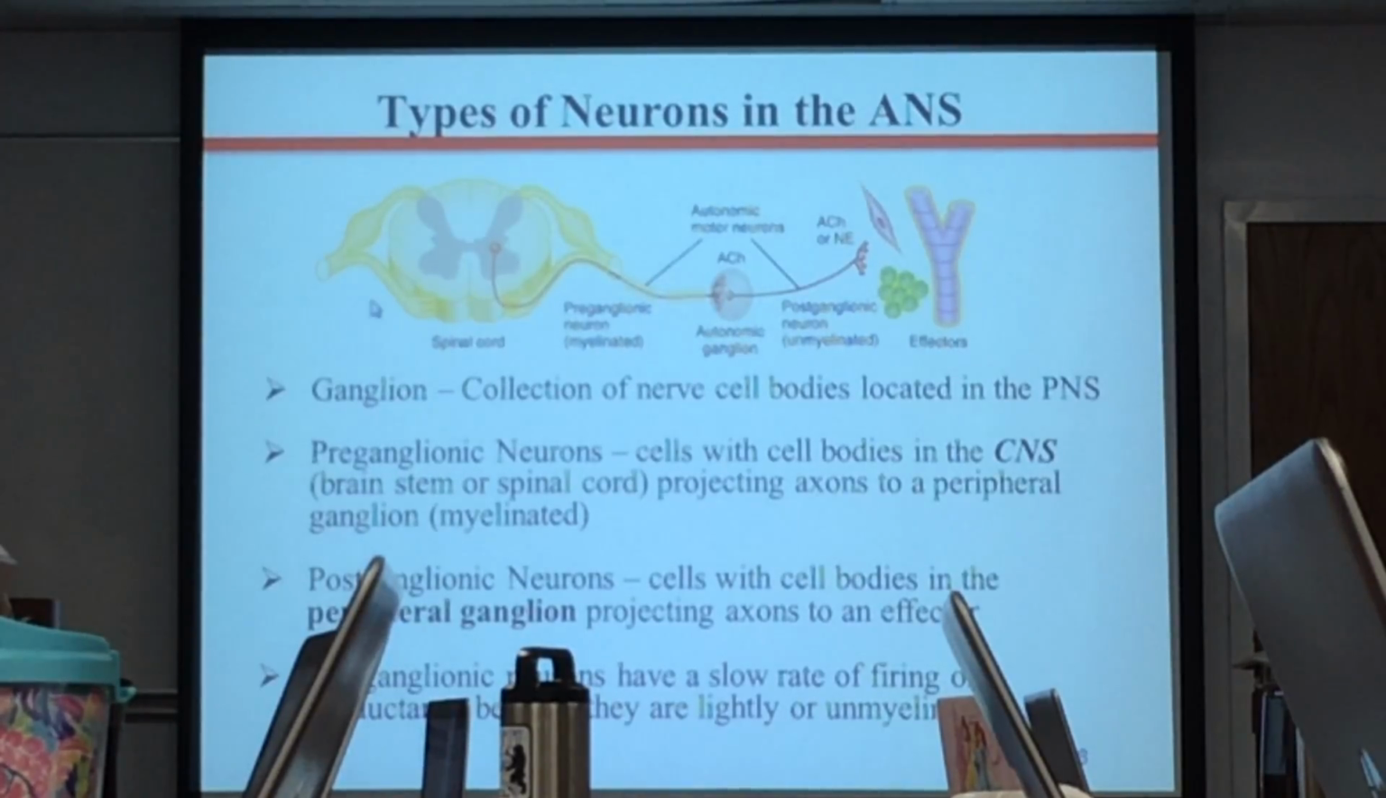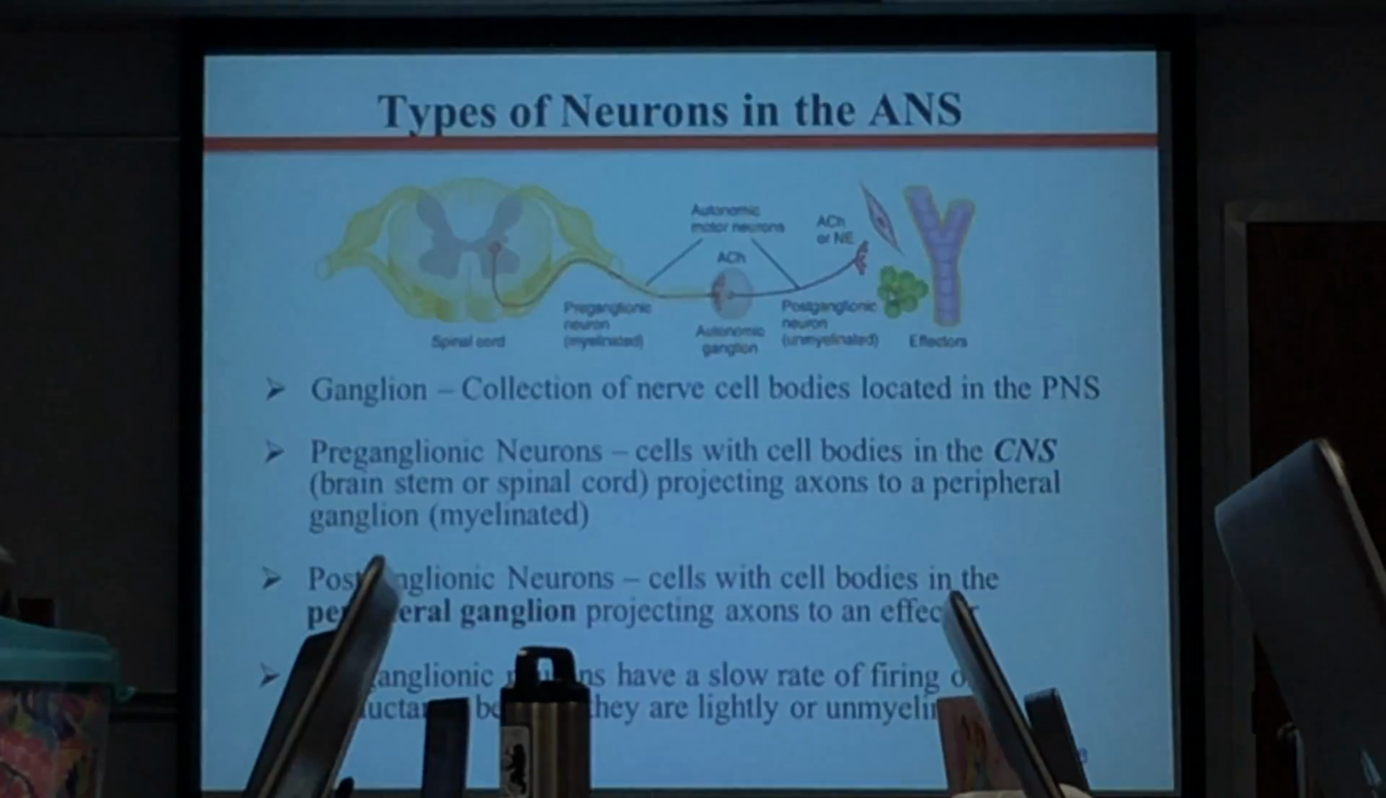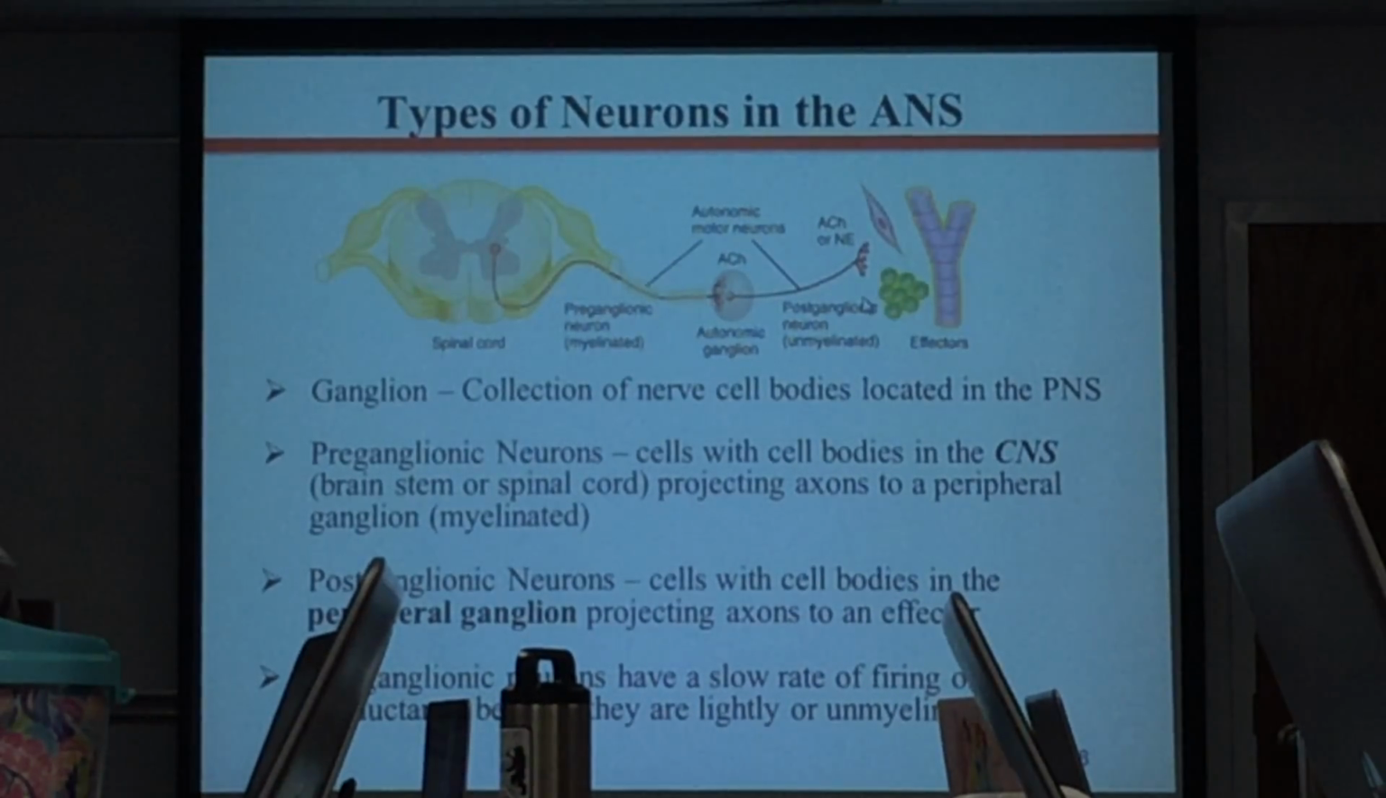Understand? Okay. Compared to the preganglionic neurons, the postganglionic neurons have a slow firing rate because their axons are not myelinated. Here, the neurons originating from the spinal cord to the autonomic ganglion are, the majority of the time, myelinated, so they have a faster firing rate. And the postganglionic neuron has a slow firing rate.